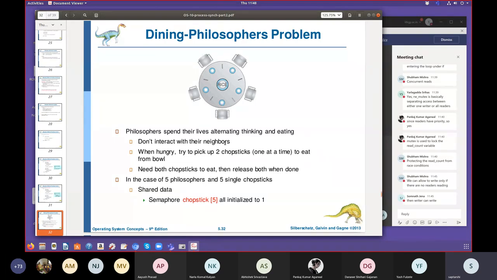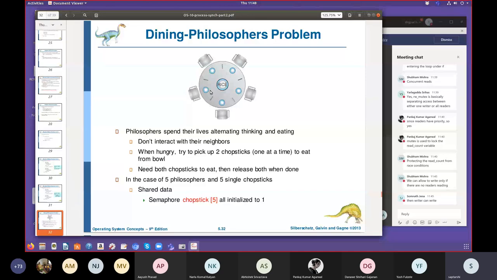They do not interact with their neighbors. They're just thinking, and sometimes they feel hungry, they eat. So in front of them, they have these 5 rice bowls. But the issue is they have these 5 chopsticks. Now, chopsticks, I guess you know, are used in Japanese or Chinese culture. When hungry, they try to pick up the 2 chopsticks one at a time to eat from the bowl. Now they need both chopsticks to eat. You cannot eat with one chopstick. It's not like a spoon. So they need both chopsticks to eat, and then they release both when done.